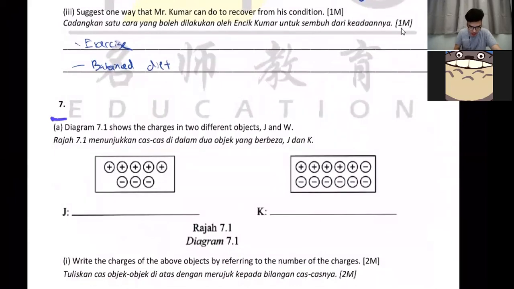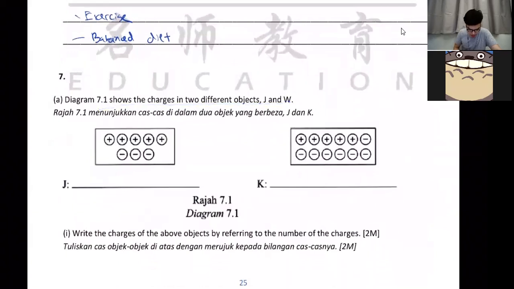Okay, so number 7 shows the charge in 2 different objects. So write the charges of the above object by the number of charges. Write the charges. So I have like 5 positive here and 3 negative here. I would be 2 positive. Okay, whereas this is 5 positive. This is 1, 2, 3, 4, 5, 6, 7, 7 negative. This is 2 negative.